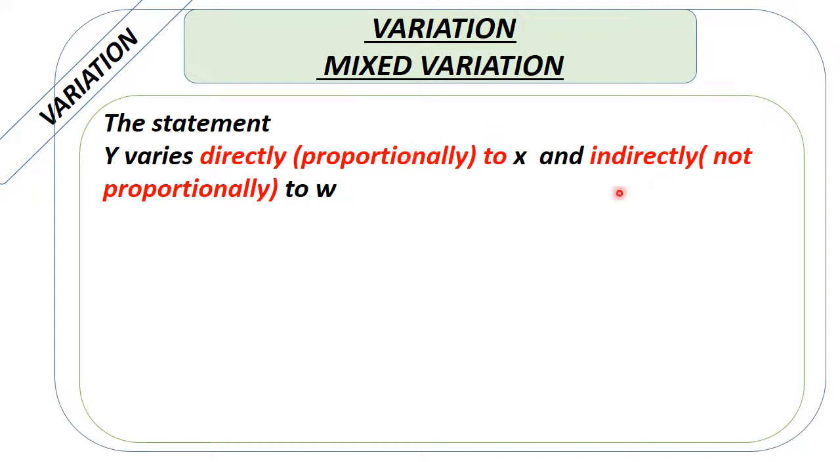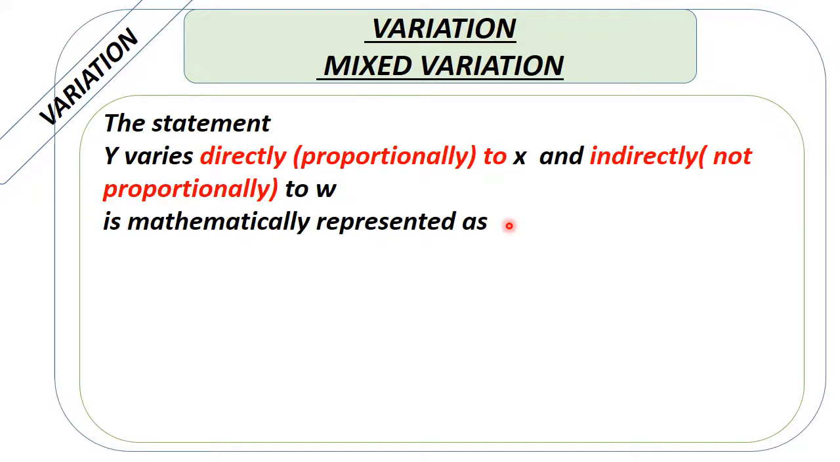By the way, I've been using the word indirectly, but this is inversely. So whenever you see this, it's inversely. But most, I think you're going to be encountering inversely or not proportional to w. So this can be mathematically represented as this: y varies direct with x and inversely with 1 over w. So inverse or indirectly, it means 1 over w.